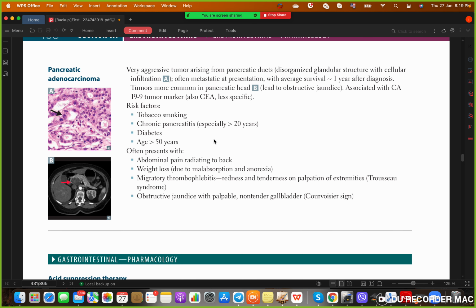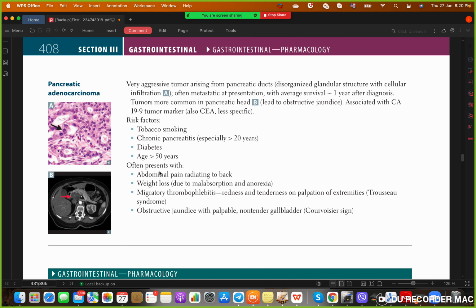type of tumor markers. So the risk factors: tobacco smoking is the most important one, and they do ask about it a lot. And chronic pancreatitis, especially age more than 20 years old, and diabetes as well. Okay, diabetes as well, and age more than 50. It's more common in African Americans and in Ashkenazi Jews. So please make a note about that.